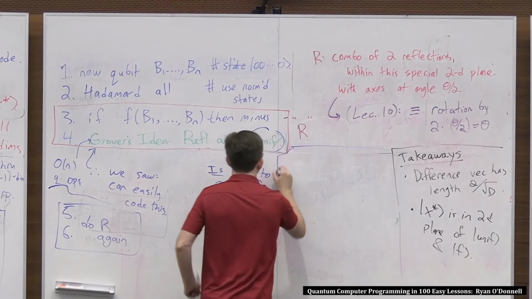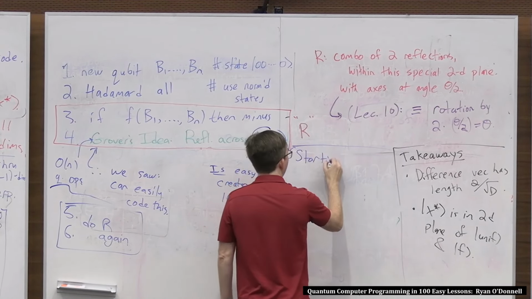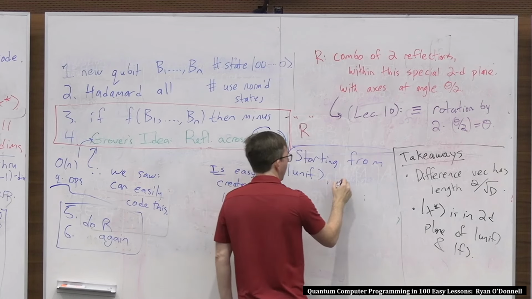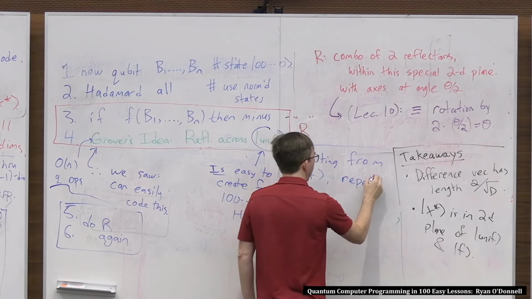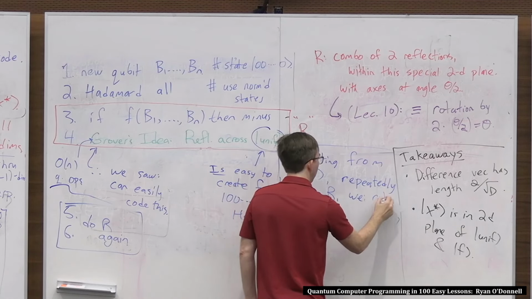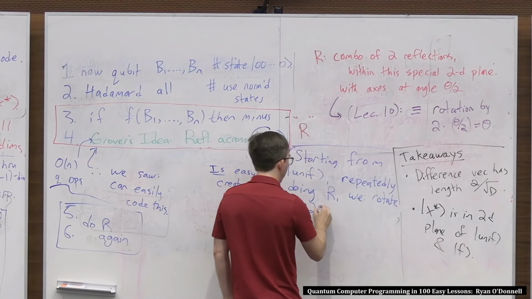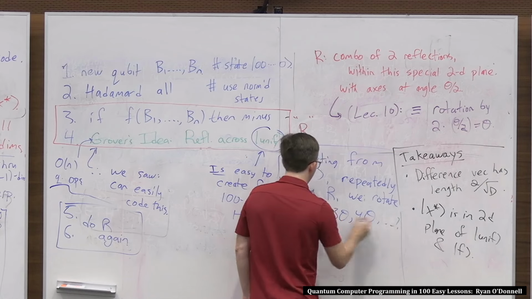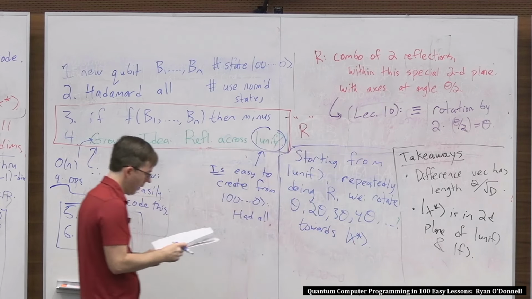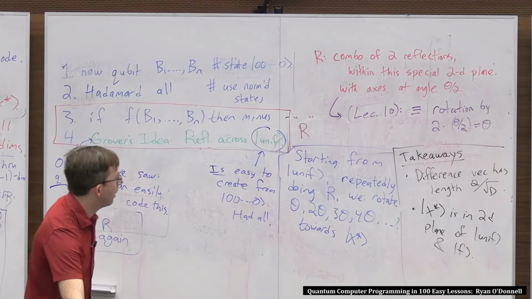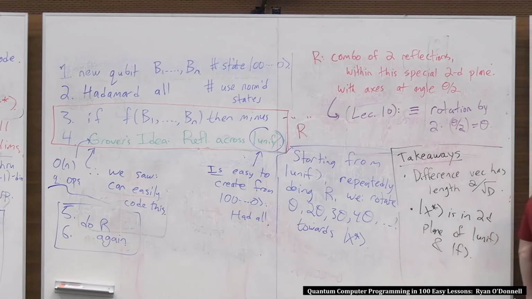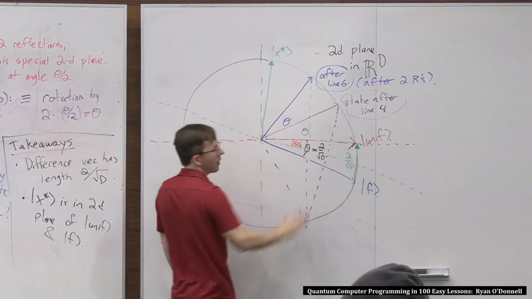So starting from the uniform state, ket unif, and applying R repeatedly, we rotate theta, and then 2 theta, and then 3 theta, and then 4 theta towards x star. Now remember, this diagram is not great. It looks like we're almost there. But remember, theta is really microscopically small, so we're actually making really tiny progress. We're not there in 3 steps.